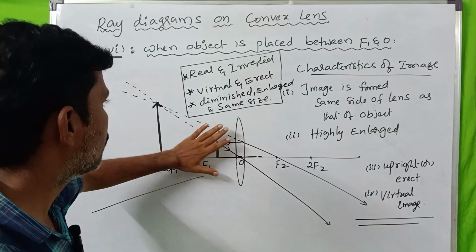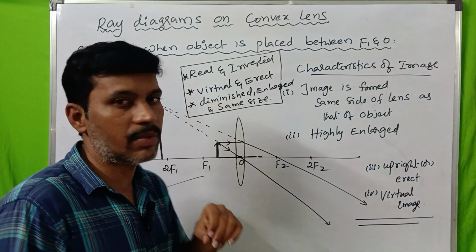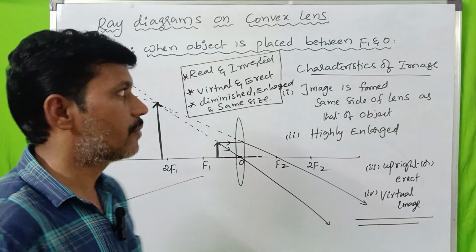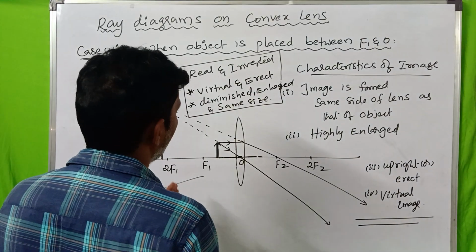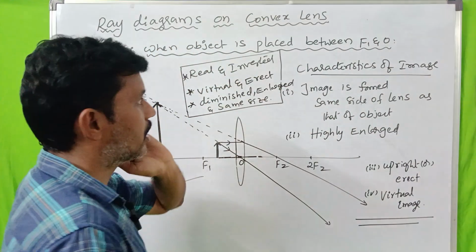So depending on the position of the object, sometimes we can get diminished images or enlarged images or same size images. Okay, so these are the ray diagrams and their characteristics of image formation on convex lens. Okay, right, Nana.